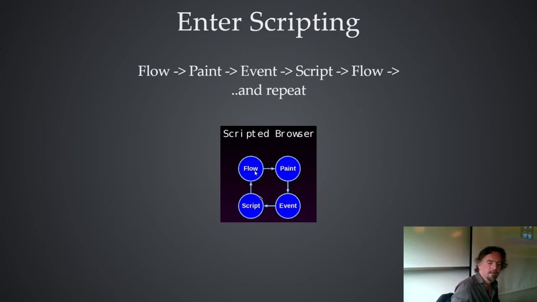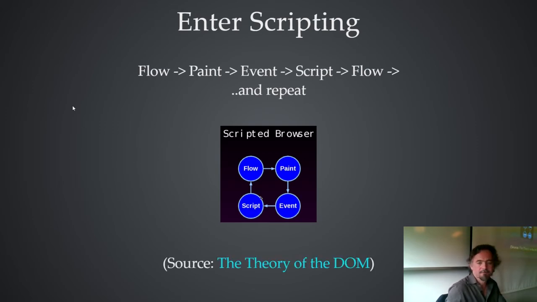So a scripted browser works like this. It uses the flow process to work out what it should be drawing. It paints the things. Events come in, usually from you moving the mouse or pressing keys or something. That triggers some script code to run, and then that changes the thing and it reflows and redraws it, and that's how it works.